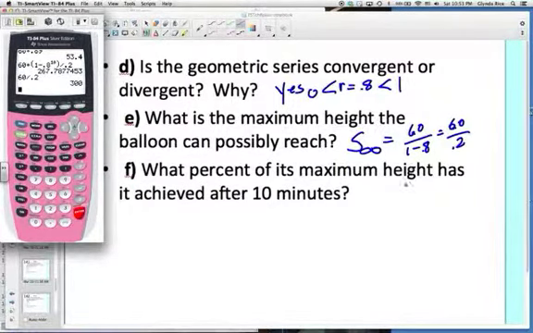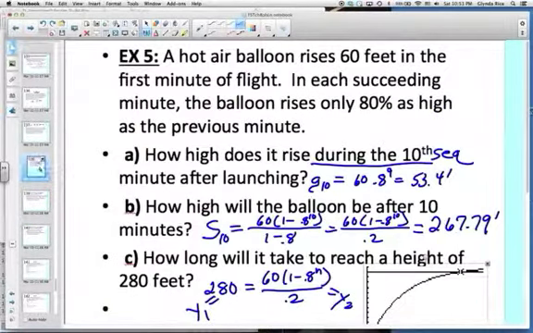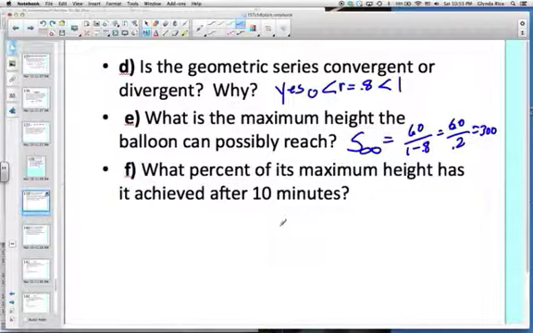Okay, so 300 should max this out. What percent of its maximum height is it achieved after 10 minutes? So did we calculate it for 10 minutes? We did. 267.79. So 267.79 divided by 300.